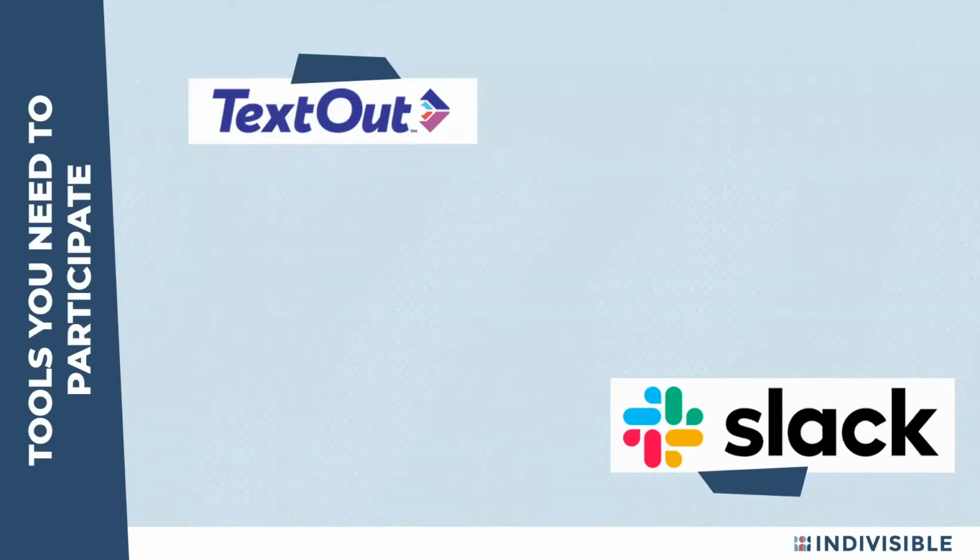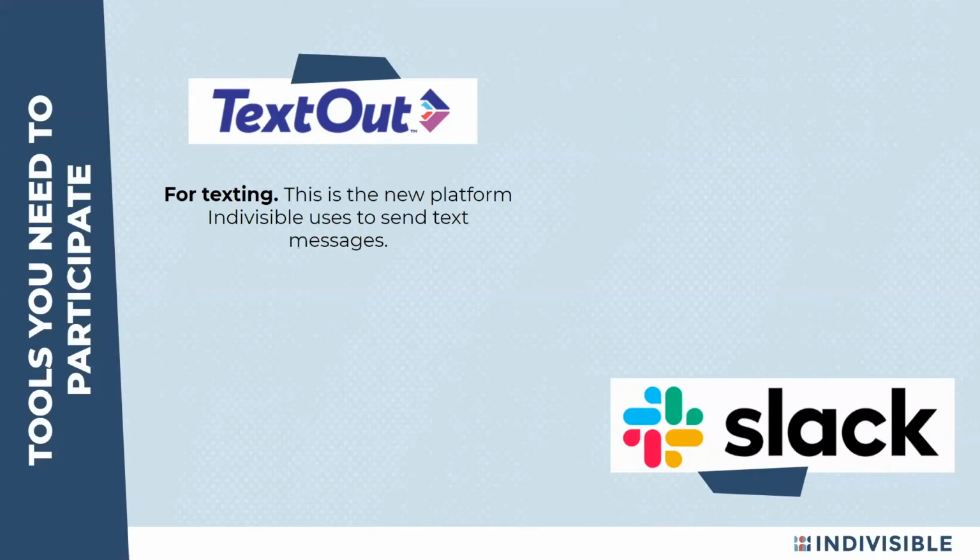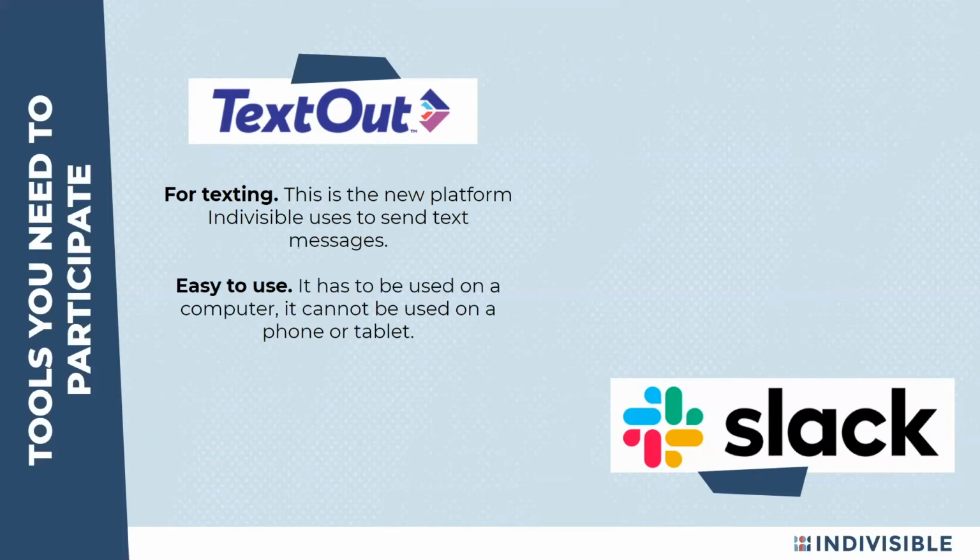First, I'm going to talk about TextOut. TextOut is the platform that we use to send and receive text messages with voters. We've been using TextOut all year, and we're really pleased with how easy it is to use and the ability to provide you with multiple pre-written scripts and data tags to quickly respond to voters and update their records. You access TextOut through your internet browser. I do want to note that TextOut works best on a computer, which can be either a desktop or a laptop, but you cannot use TextOut on your phone or on a tablet. Finally, TextOut is private. It does not use your personal phone number, and voters will not see your last name.